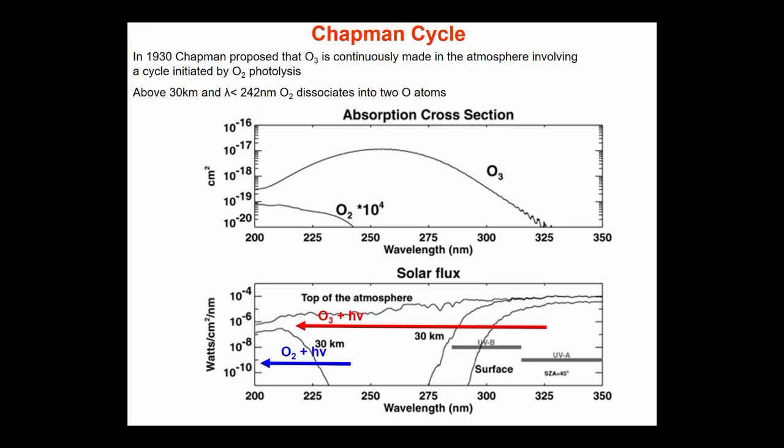By the time you've got to 30 kilometres, you've got a great big hole in the amount of radiation. There's no radiation between 230 and 270 nanometers transmitted through the column to 30 kilometres. It's gone. You do have some radiation below 230 nanometers, and you do have some radiation above 275.